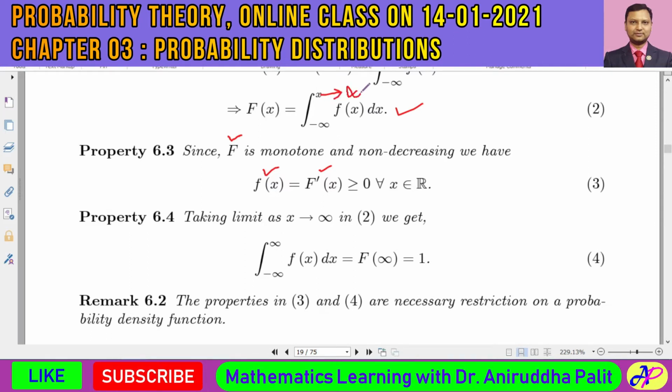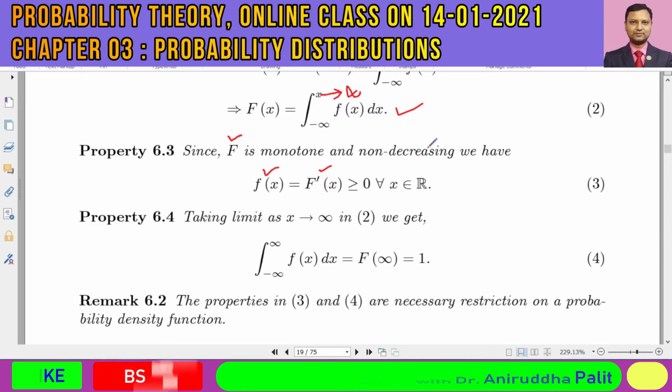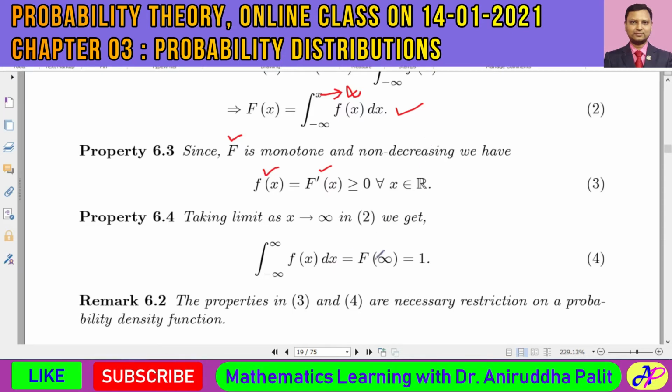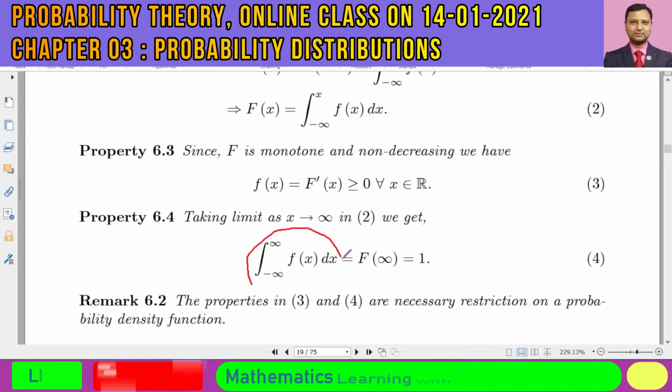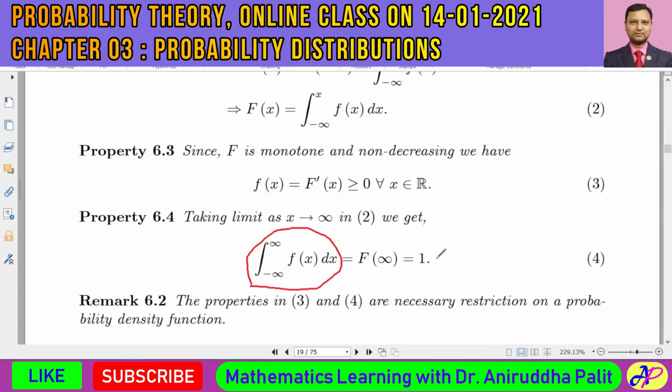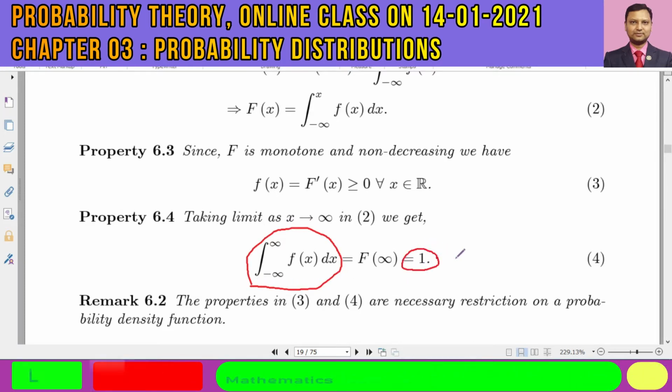infinity. If we take the limit as x tends to infinity, then what shall we have? We shall have this kind of limit from minus infinity to plus infinity, f(x) dx. And if we take the limit extending to infinity over here, we shall have F(infinity). What is F(infinity)? F(infinity) is equal to 1. So we have the second result, that the integral from minus infinity to infinity of f(x) dx is always equal to 1.